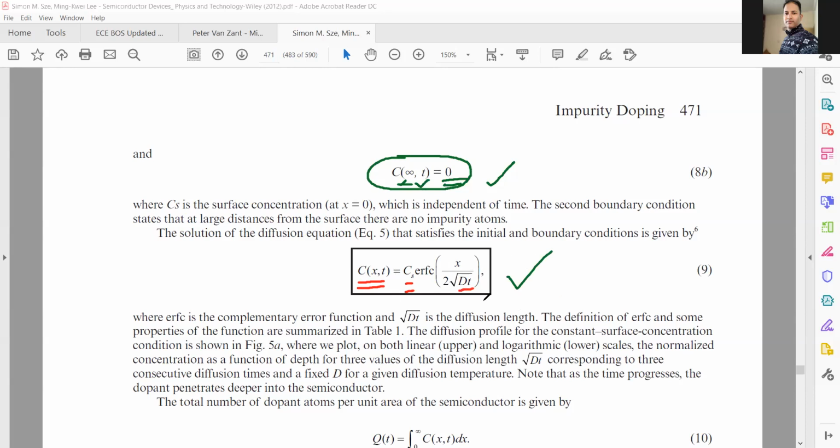Here x is the depth, the distance from the surface. D is the diffusion constant for that dopant, and t is the diffusion time, for how long you have allowed the diffusion. In this expression, the square root of Dt is called the diffusion length.